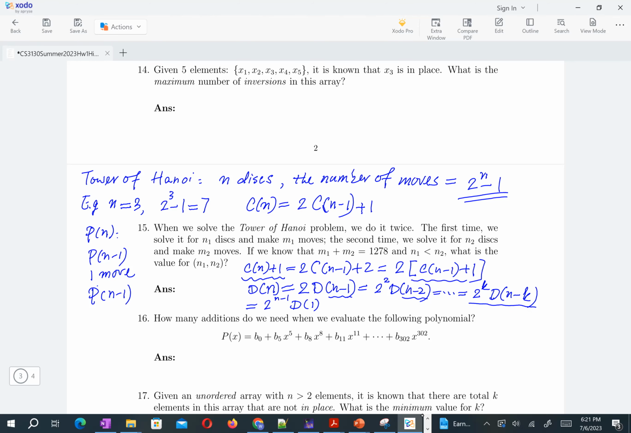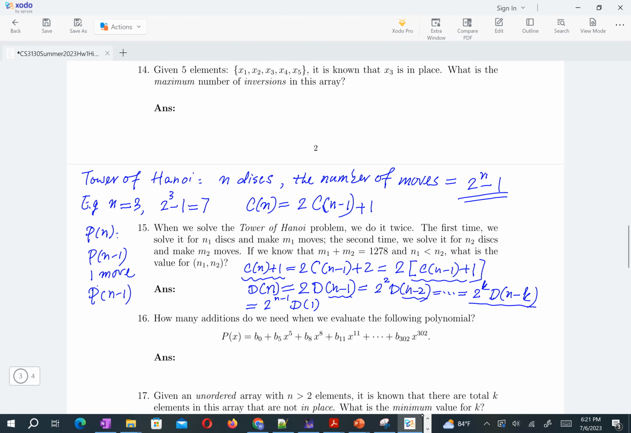Here we use the invariant n. N minus 1 plus 1 equals n. N is our invariant. We use the invariant n to keep track of all the terms and all the steps. k plus n minus k, that's the n invariant. So the last one is 2 to the n minus 1 times d of 1.